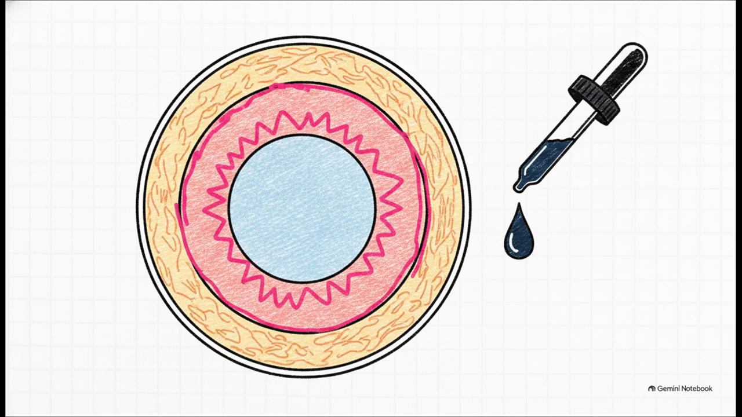Right between these layers, there are these wavy elastic borders separating them, the internal and external elastic lamina. But here's the catch. To actually see these crucial elastic fibers under a microscope, pathologists have to use a highly specific stain called the Verhoeven-Van Gieson stain.